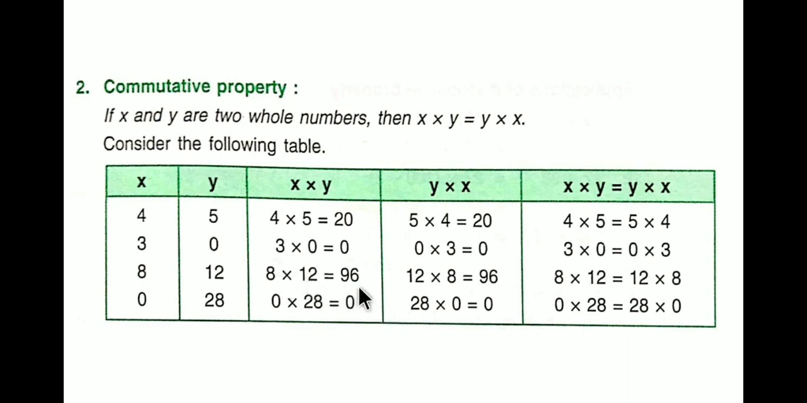8 times 12 is 96. And 12 times 8 equals 96 only. So here again the commutative property is fulfilled. So we can say that for whole numbers, commutative property is valid for multiplication.